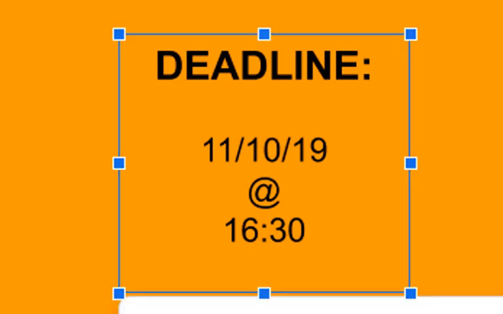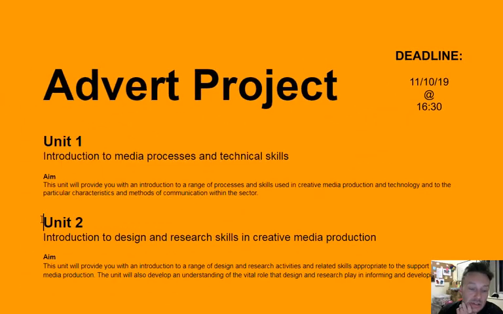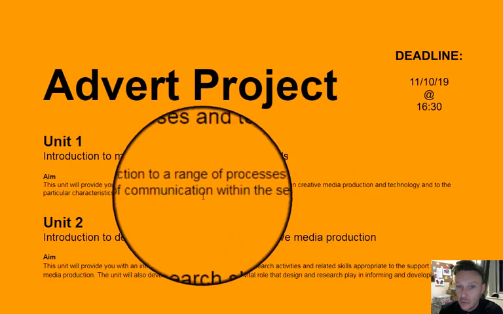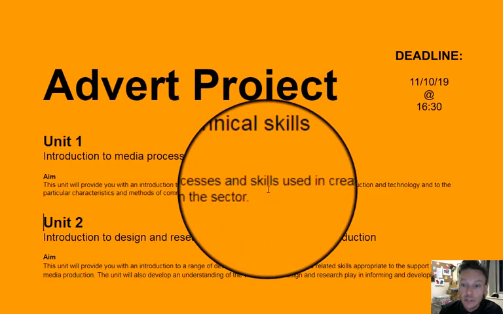So, you have a deadline of 11th of October at 4:30 that's been given to you. You will see that this project consists of 2 units. Unit 1, Introduction to Media Processes and Technical Skills. So I'm looking for evidence of you showing an understanding of the processes, the skills used in media production.